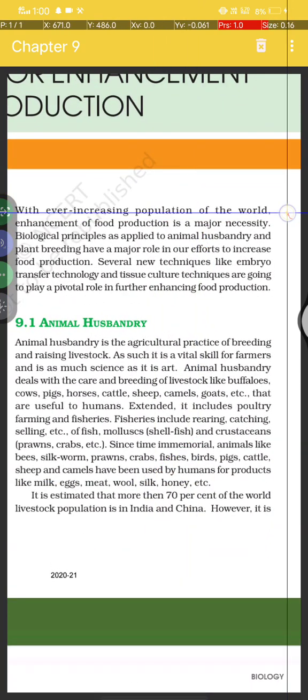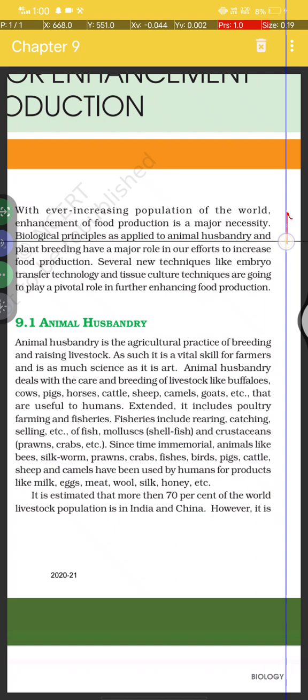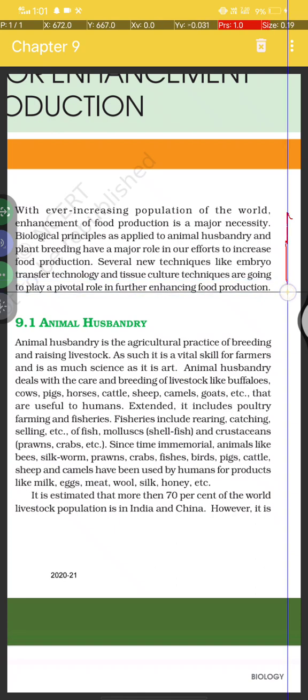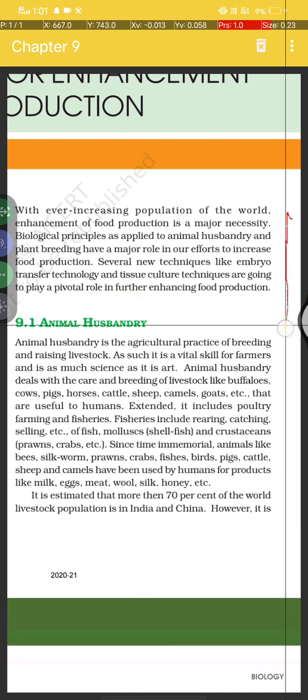With the ever increasing population of the world, enhancement of food production is a major concern, and the biological principles as applied to animal husbandry and plant breeding have a major role in our efforts to increase food production. Several new techniques like embryo transfer technology and tissue culture techniques are going to play a pivotal role in further enhancing food production.